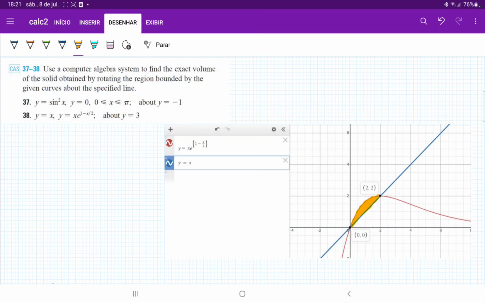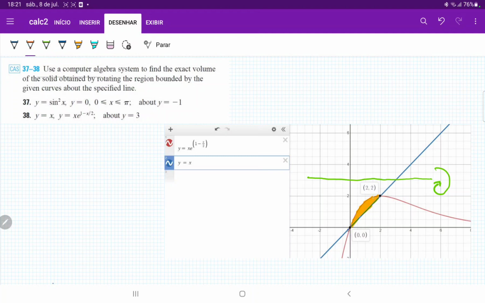So I used a graphing calculator to set these up, and we can see that these lines intersect between x is equal to 0 and x is equal to 2. Now it's telling us to revolve about this line, y is equal to 3. So let's draw that in. It's telling us to revolve it about this line.